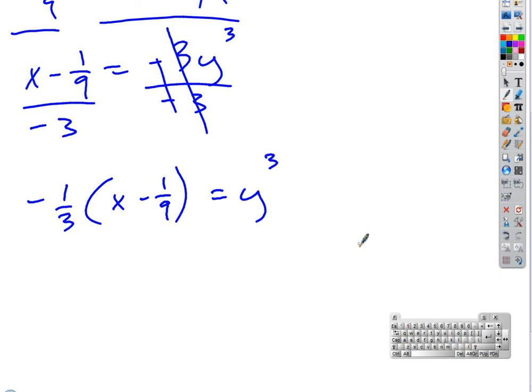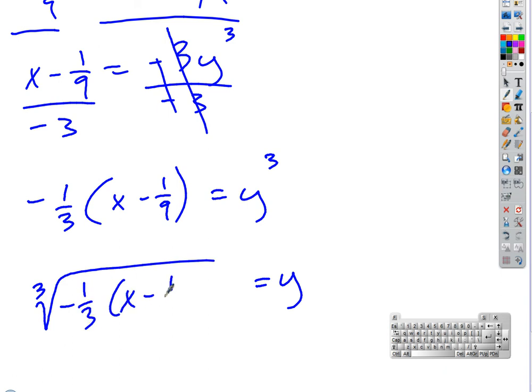And so then what's the last step? Cube root it. Now, if I cube root both sides, do I need a plus or minus? No, I don't. Okay, so this just becomes y equals the cube root of all that stuff: -1/3 times the quantity x minus 1/9, right? Okay, so now remember that. Cube root, -1/3, quantity x minus 1/9.